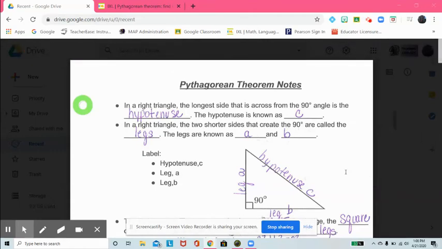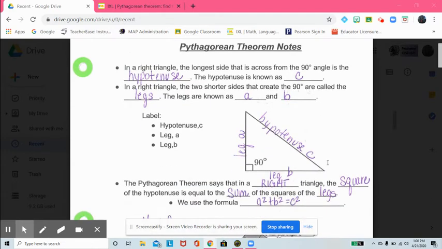Hi guys, today we're going to work on the Pythagorean Theorem notes. So the Pythagorean Theorem is the theorem that Pythagoras set out about a right triangle. I want you to realize that this only works on right triangles. So there's a couple key words that you need to know.